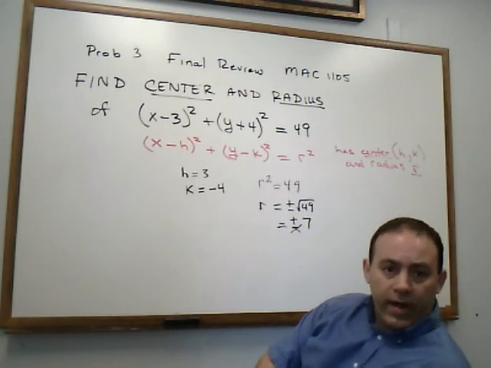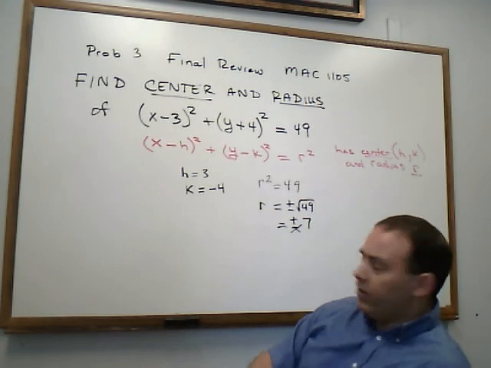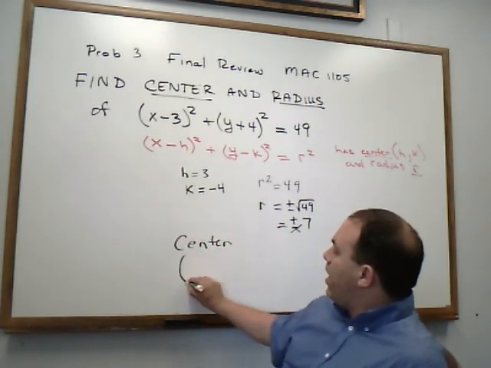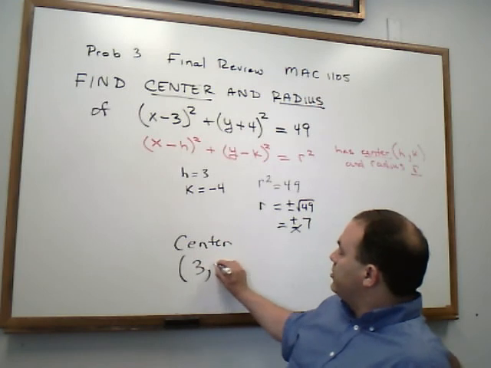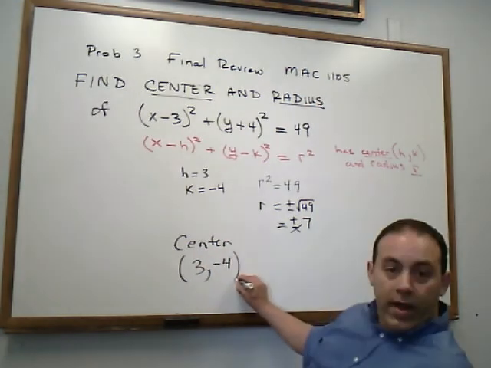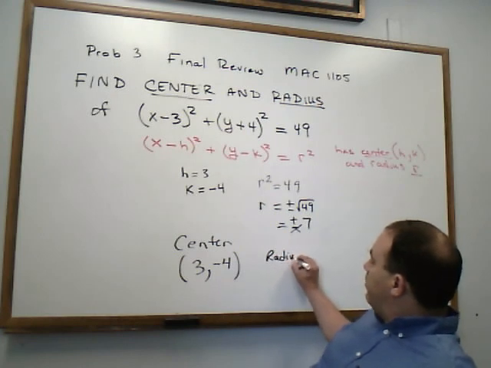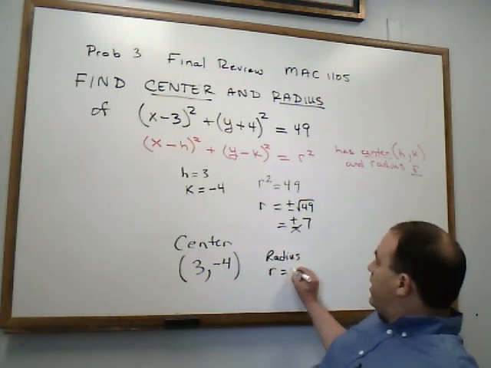The way you would write your answer is to identify each of these things. So we want to identify what our center is, and we write it as an ordered pair: 3 in the x direction, negative 4 in the y direction. And we want to know what our radius is, and so we state, and we must state, that the radius is 7.